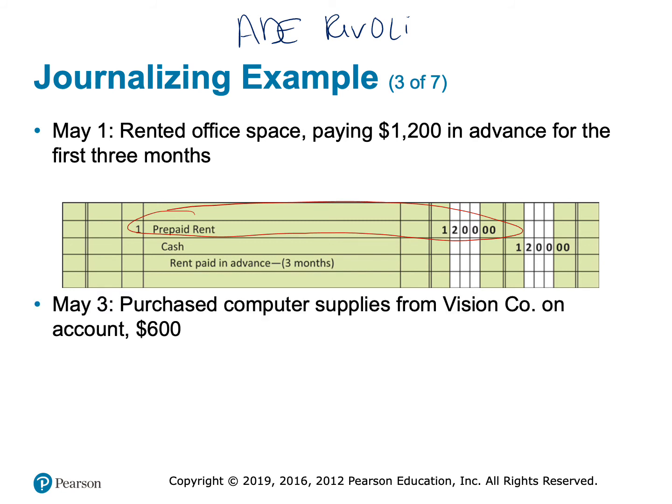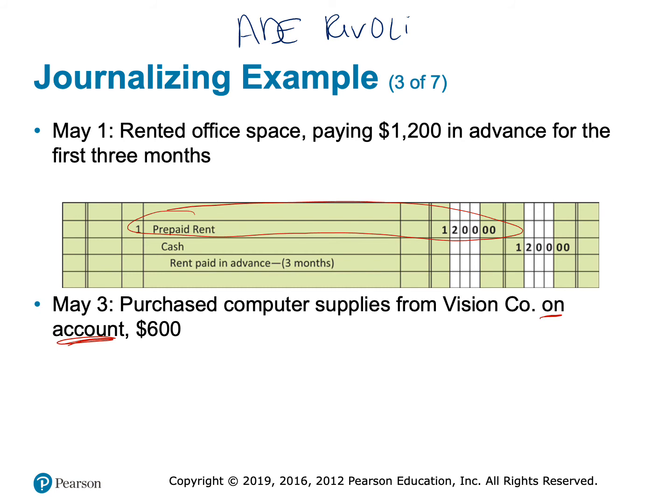So let's look at another one. We're told that we purchased computer supplies from Vision Company on account. And remember, anytime we see the words on account, that could mean accounts receivable or accounts payable. So we have to think about what makes sense in this example. Well, in this case, since I was purchasing supplies, I'm going to have to pay for them later on. So that would be accounts payable.